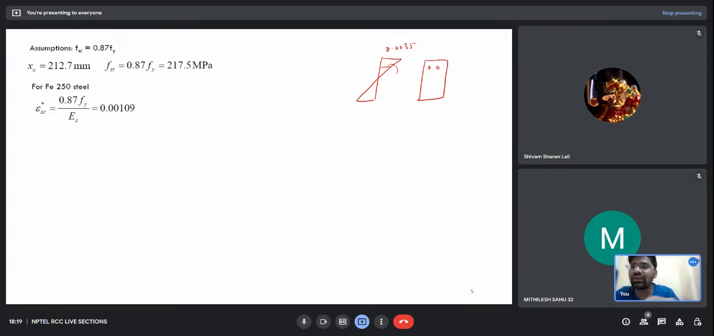So how will we do it? Firstly, we have assumed that the stress in the steel is 0.87 fy, so the strain is 0.87 fy by Es. So I have this value now. Now what will I do? I will use compatibility again. How will I use it? This is XU. Okay, no need of this. Let me redraw it properly.